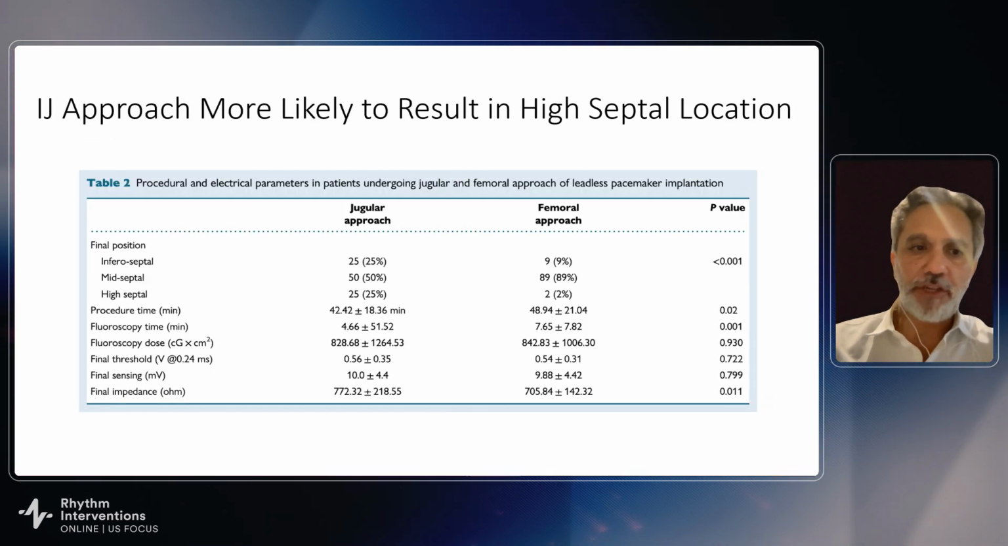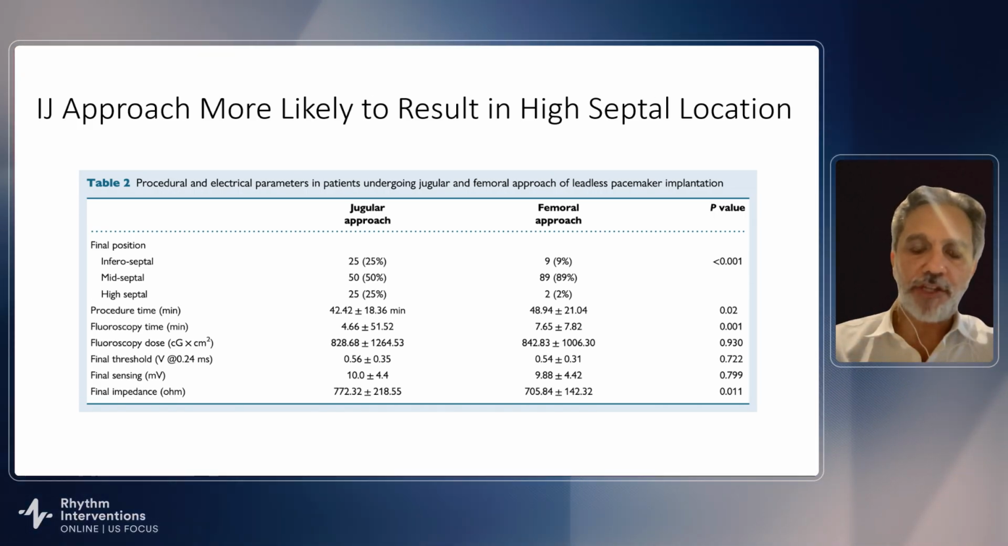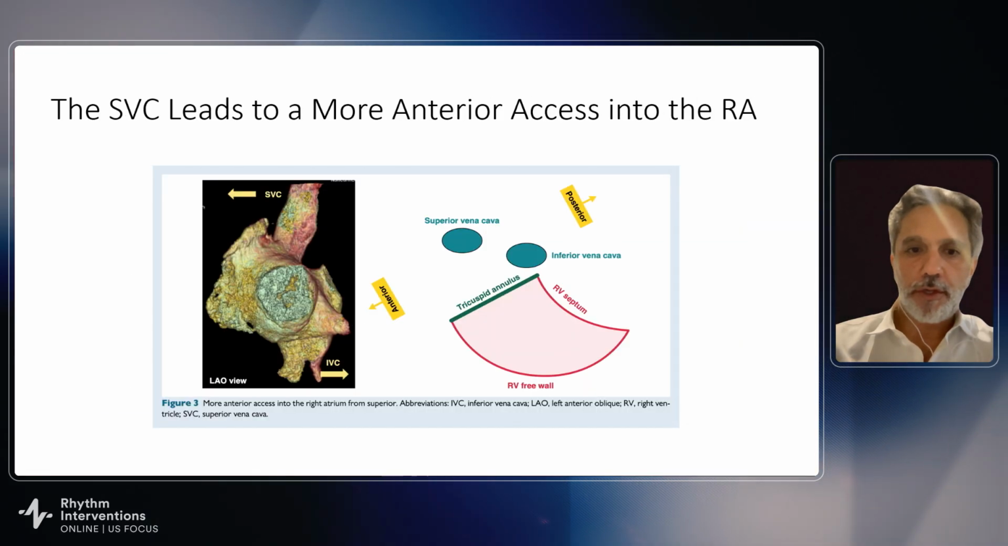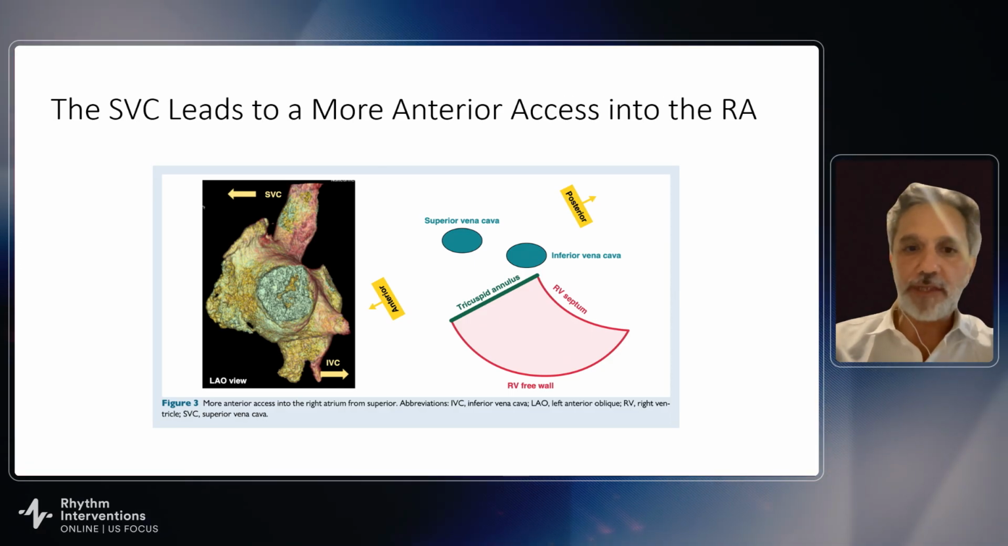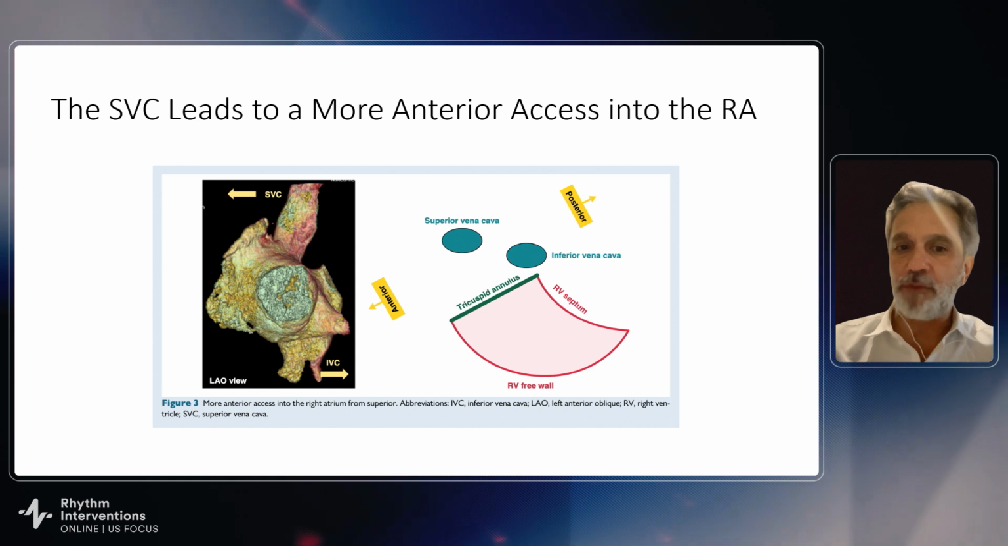And as I mentioned before, the IJ approach could get you higher on the septal location. You might have to accept a high septal location, which I think is okay. You see this in 25% of IJ approaches. And this is a diagram from the presentation showing how the superior vena cava leads to a more anterior access into the RA, allowing you to more easily cross the tricuspid valve and aim to the septum as opposed to the IVC.